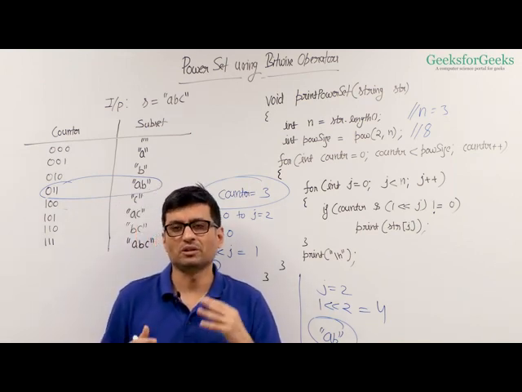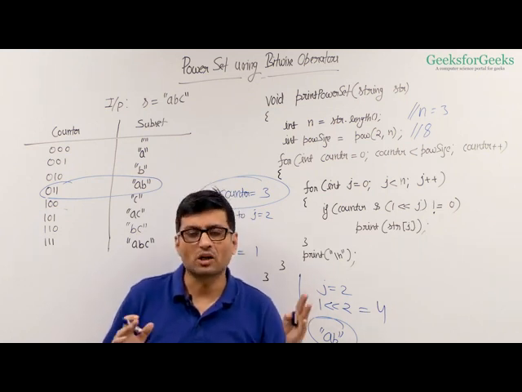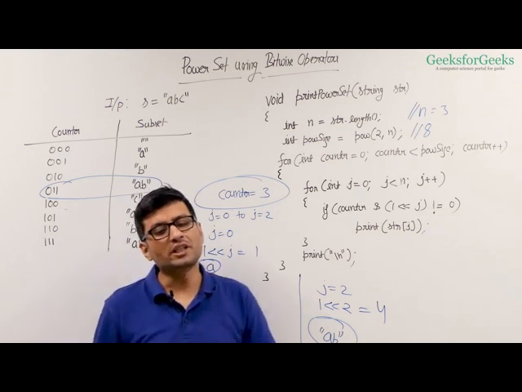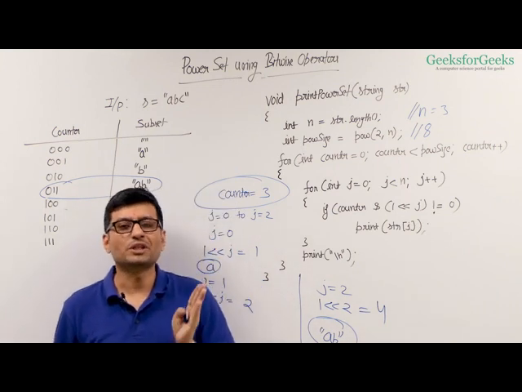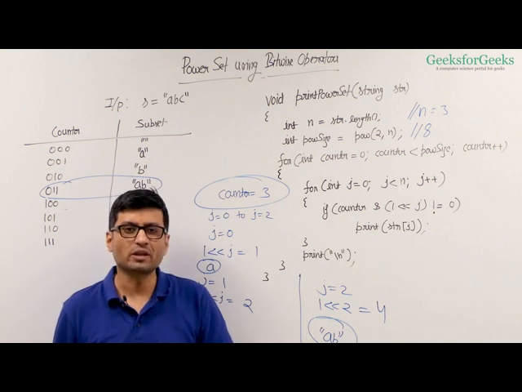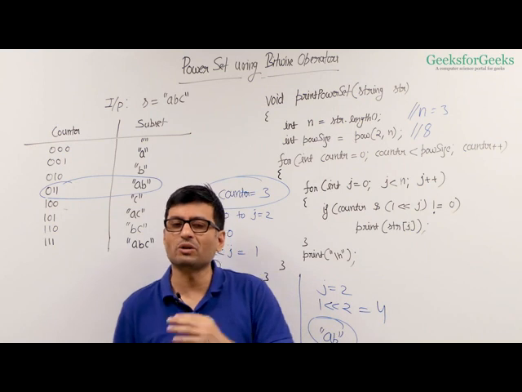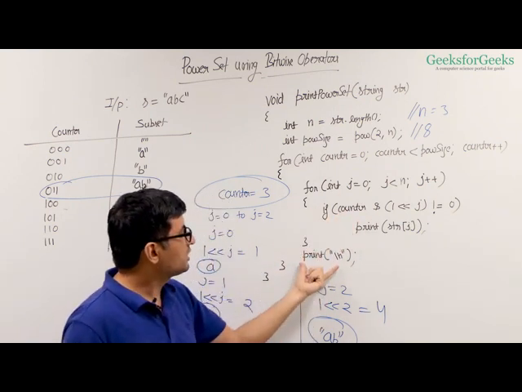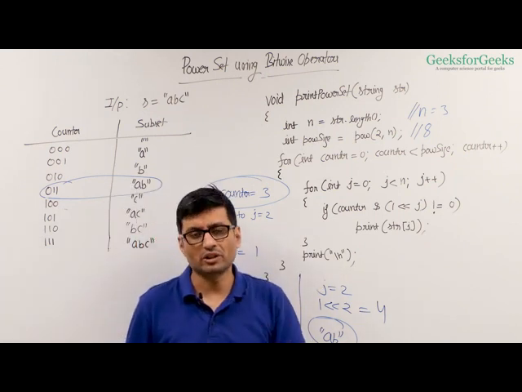We first compute the power set size. After computing the power set size, we run a counter variable from 0 to power set size minus 1. We consider the binary representation of the counter variable. For every bit, we check whether we need to print the corresponding character or not. And how do we check? If that bit is set, then we print the corresponding character, otherwise we don't. And after printing a subset for a particular counter, we simply put a new line so that all the subsets appear on new lines.